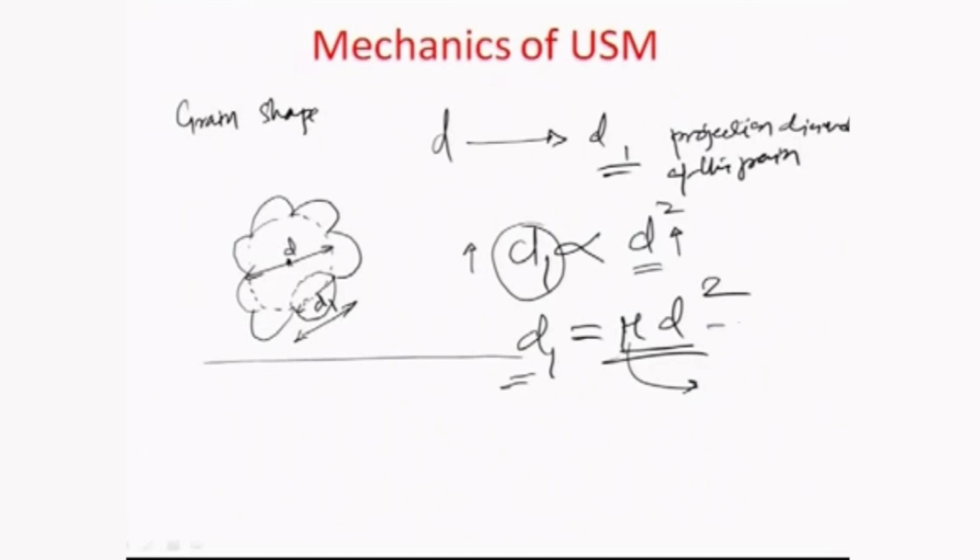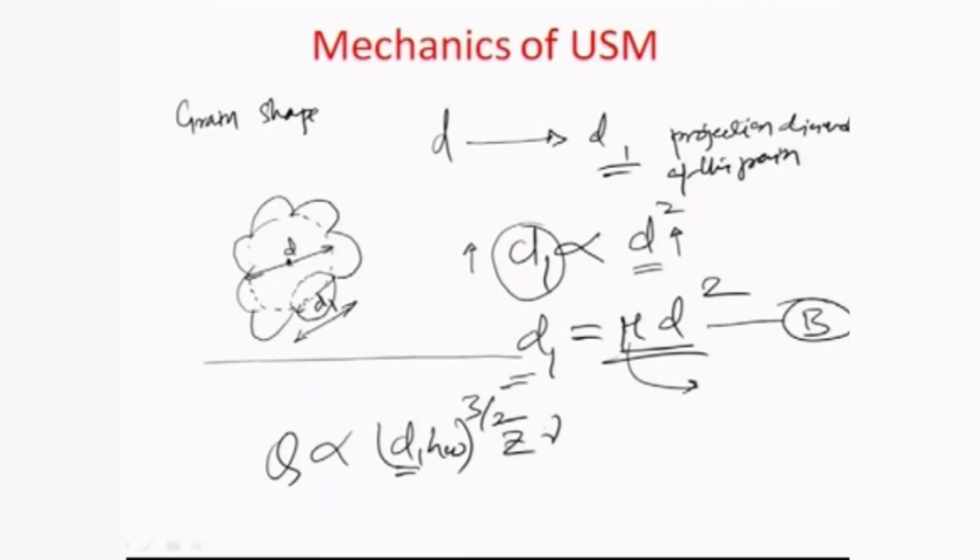So, if you actually use this, let us call this equation b, in the theory of Q, and Q you already know is proportional to d1 hw to the power of 3 by 2 times z times nu. Remember, this is the volume of material removal.